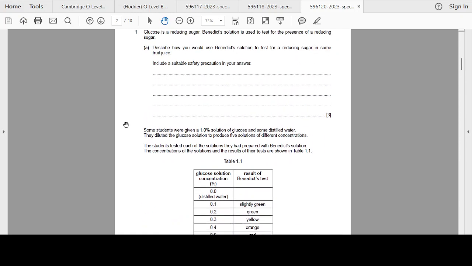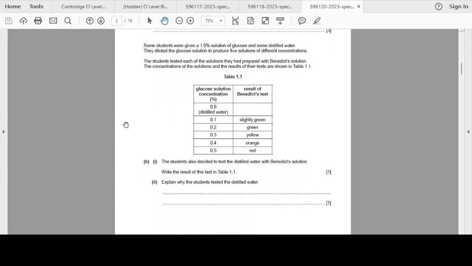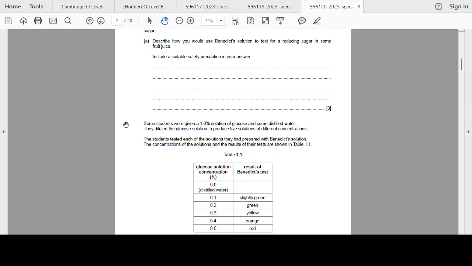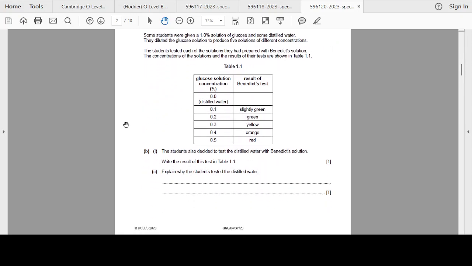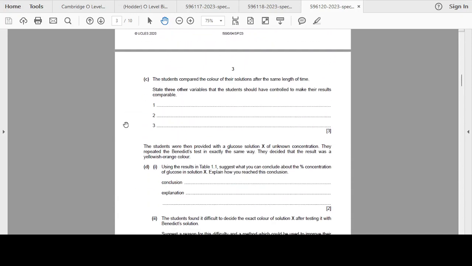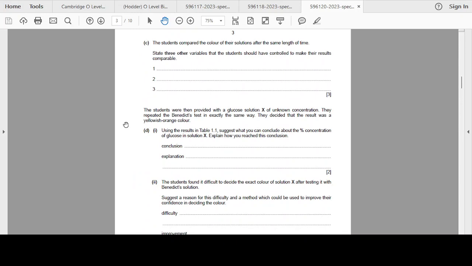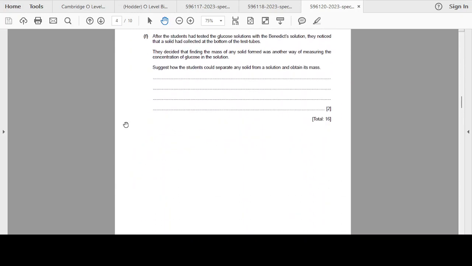Sorry, two steps of the procedure. How you would use the Benedict solution. So two steps of the procedure and a safety precaution. You can include more because in this case they are not telling you how many points they want. So if you write a bit more, it doesn't hurt. Okay, so this is based on an experiment and they're giving you some data and then they're asking you questions based on that. State and explain and describe and all of that, right? And suggest.